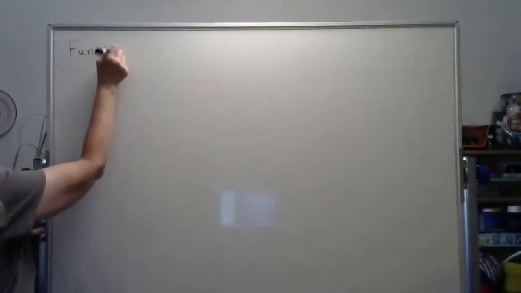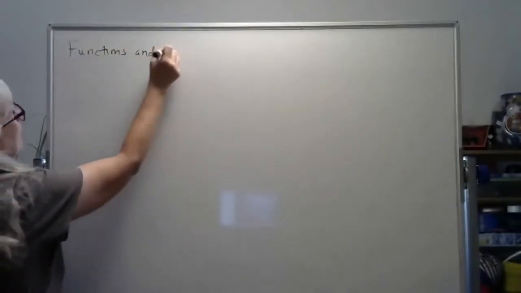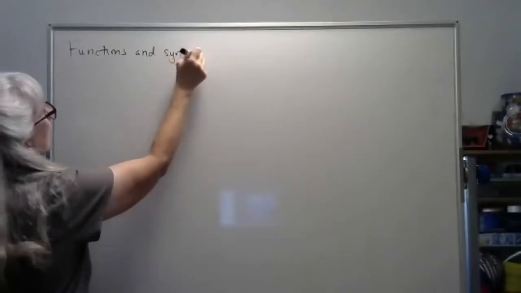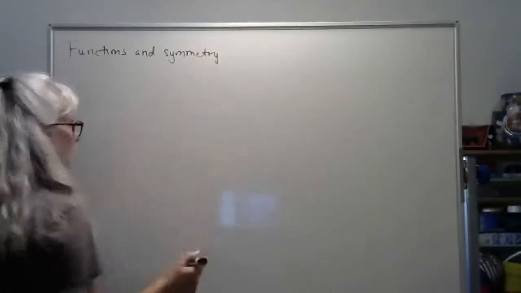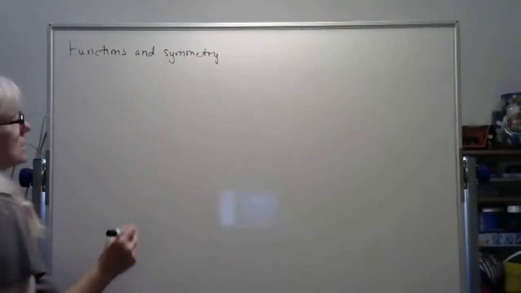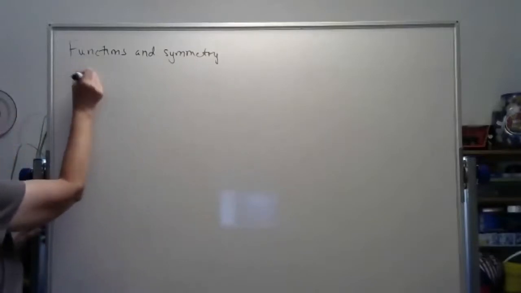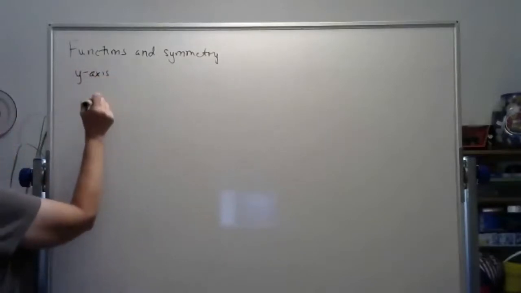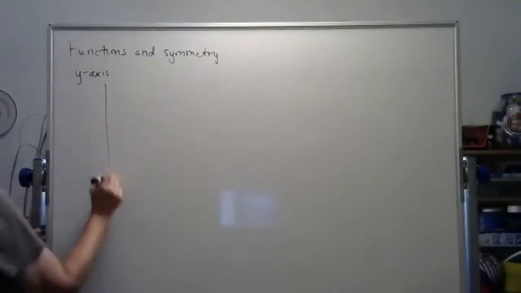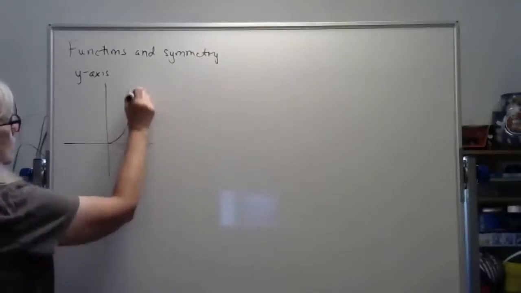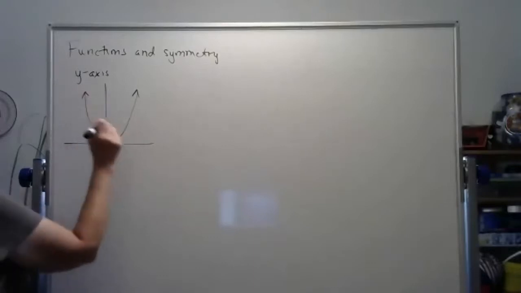That's kind of nice. Okay, the next thing they talk about is symmetry. So functions and symmetry. Okay, so if you remember from chapter 2, we had 3 types of symmetry. So we had symmetry to the y-axis. And I'm going to pick on our friend, that U kind of shape. So we had symmetry to the y-axis.